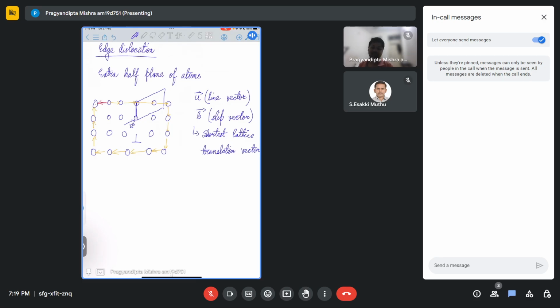So this is edge dislocation. If we want to define a screw dislocation: in edge dislocation, what is happening is you are splitting the crystal in such a way that you have an extra half plane of atoms. In screw dislocation, what is happening is you have, say, this kind of structure.